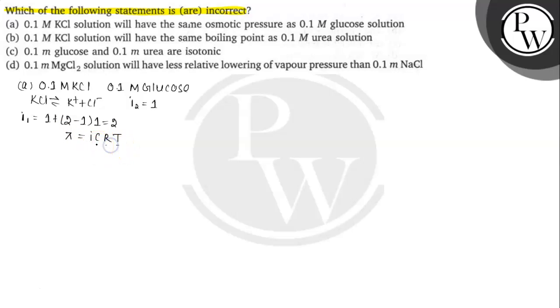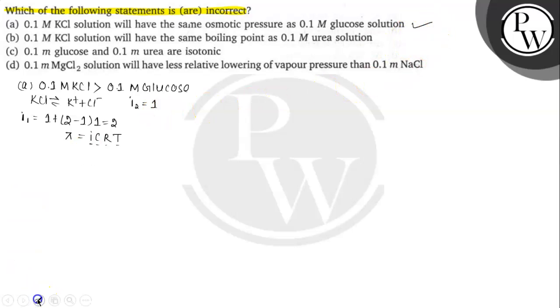So we know that the formula of pi is iCRT. T is constant, R is constant, C is the same in both cases, that means it varies according to i. So the more the value of i, the more the osmotic pressure. If we compare KCl and glucose, then KCl has more osmotic pressure than glucose, because the i value is 2 in case of KCl and 1 in case of glucose. So the osmotic pressure of 0.1 molarity KCl solution will be higher than 0.1 molarity glucose solution. But the statement says that they have the same osmotic pressure. That means option A is incorrect.